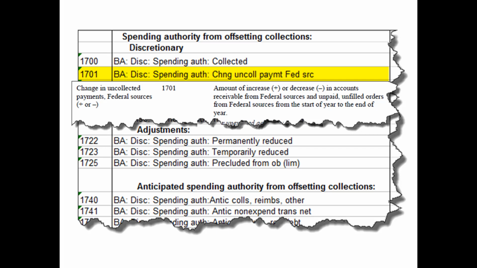This federal sources designation is important because the federal government recognizes receivables from federal agencies as a budgetary resource. You can add a resource owed to you from a federal source to your budgetary resources and spend it. However, collections from non-federal sources are not available until actually collected.